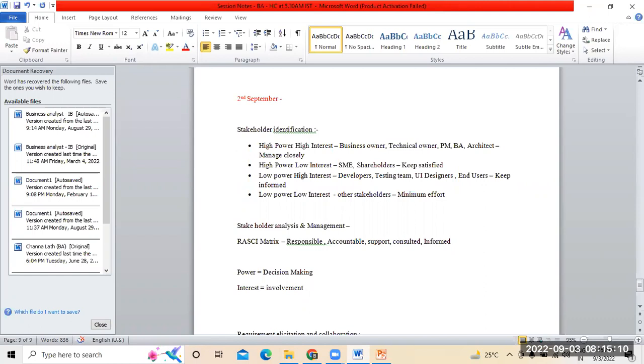Because for the people we have identified with power, definitely those people will be having some decision-making authority, which will be useful to them and useful to us. When you talk about interest, interest leads to involvement. What involvement are we making, everything comes into the picture here. So power equals decision making, whereas interest equals involvement. These are the two major things we take into account.